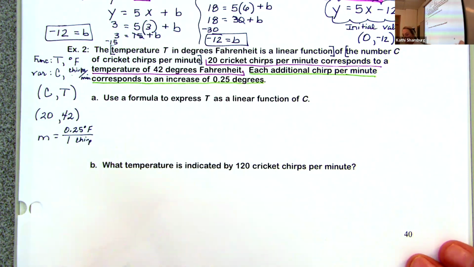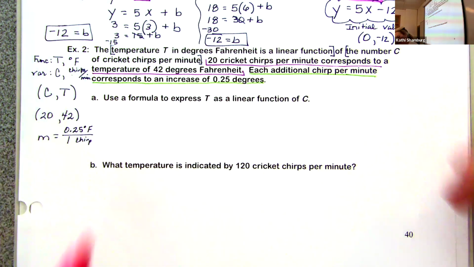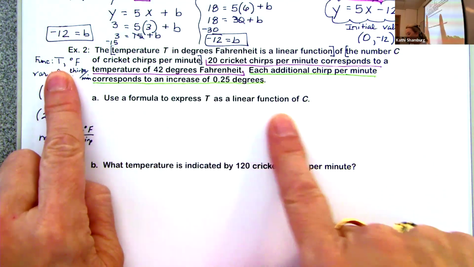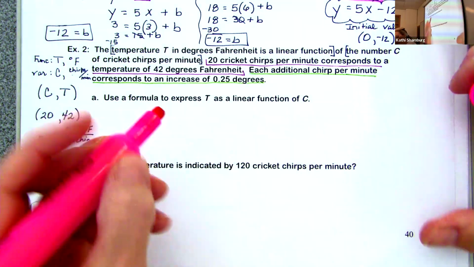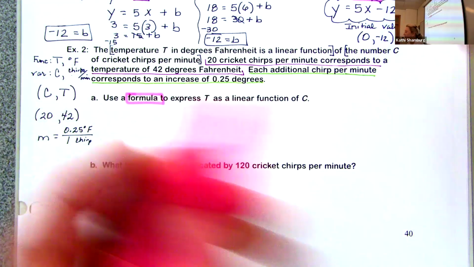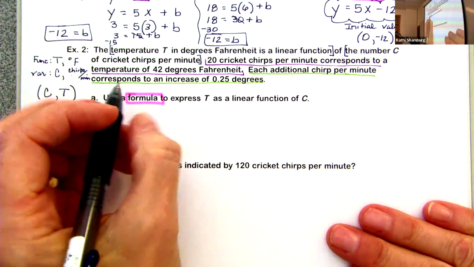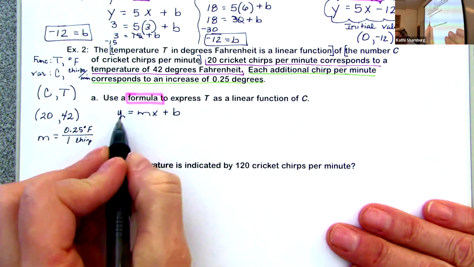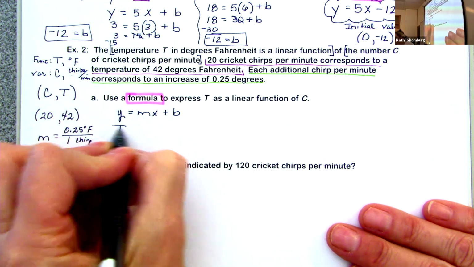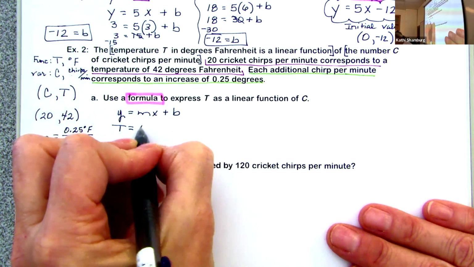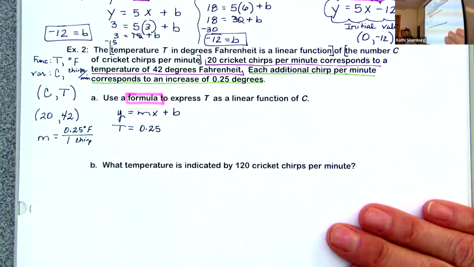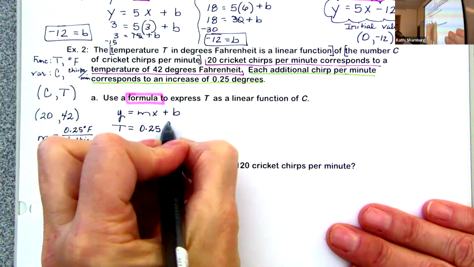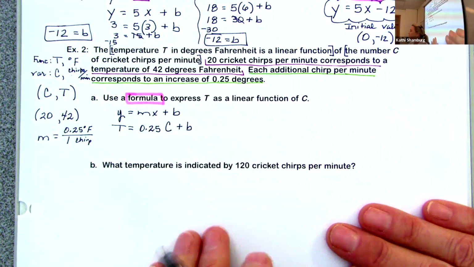Now, part A wants us to use a formula to express T as a linear function of C. So what they're asking us to do is to find that formula. We know we're looking at y equals mx plus b. Y is my function, and my function is T. Slope they gave me of 0.25. I don't need to write it over 1 in the formula. X is my variable, and my variable is C, plus b.